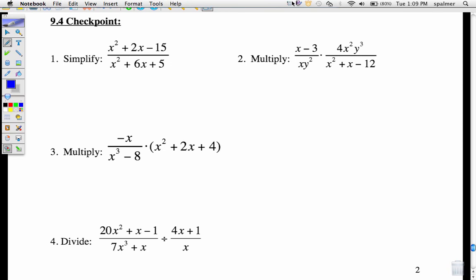All right, what I want you to do is I want you to try this 9.4 checkpoint down here on the bottom. I will put the answers to this online, and you can check it there.